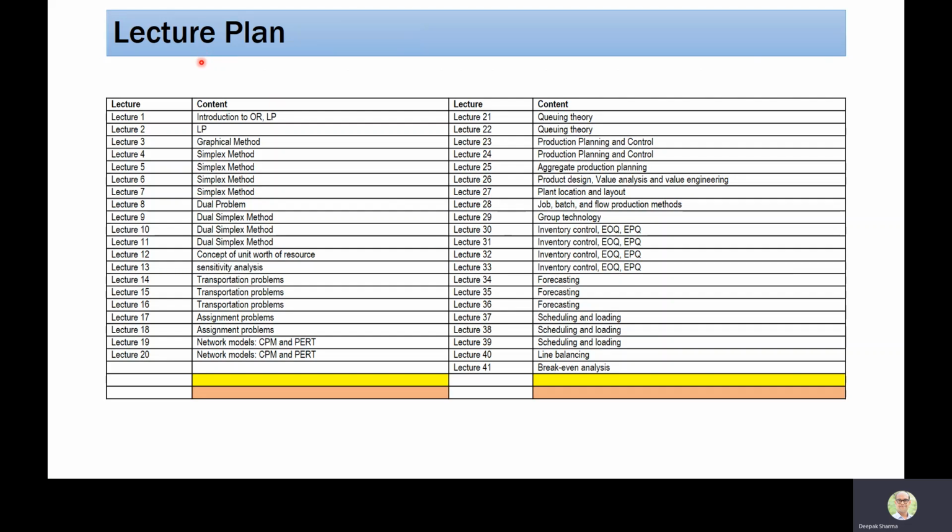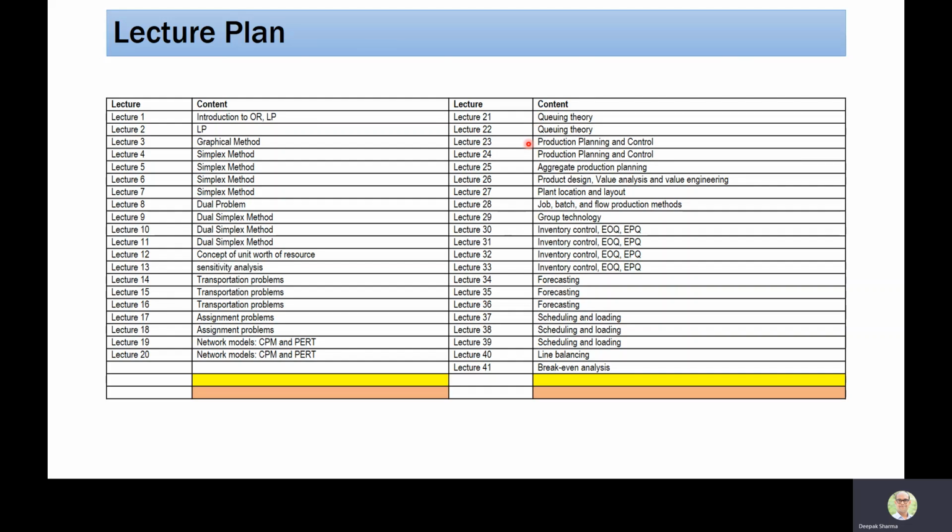I have prepared a tentative plan for this particular course in which the operations research part we will be finishing in the first half. That includes introduction to operations research, linear programming, the methods for solving linear programming, thereafter sensitivity analysis, transportation problem, assignment problem, CPM and PERT, and queuing theory.